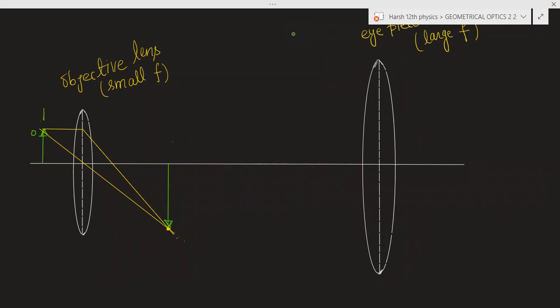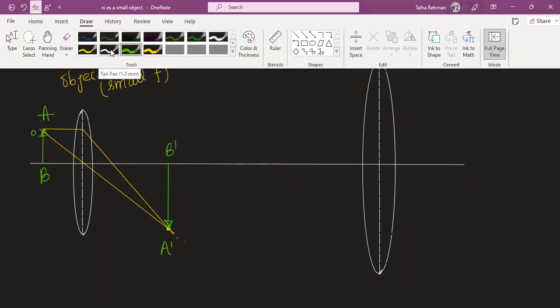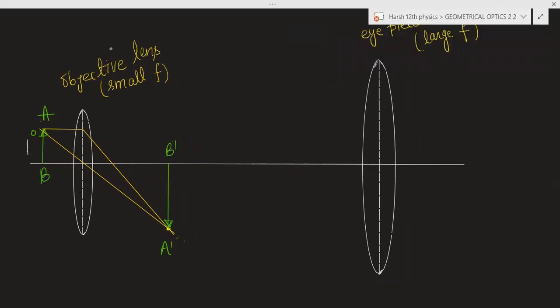The object is A, the name of the object is AB, and this image is formed as A dash B dash. Now we can take this as the height of the object. Height of the object I have taken. No problem.